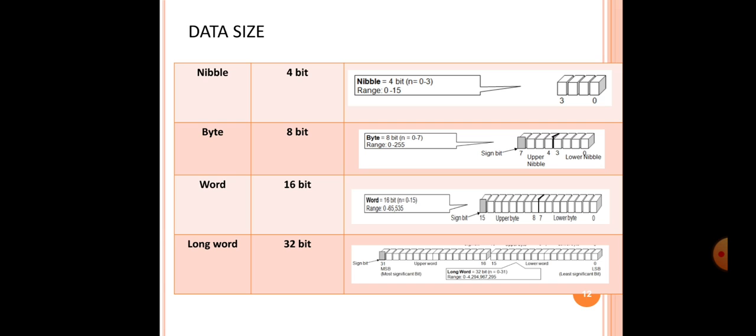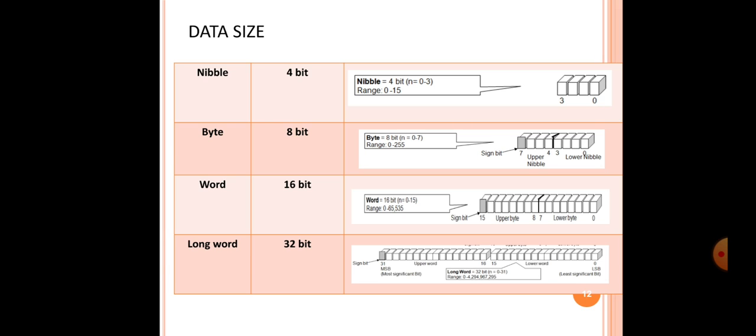When there are 4 bits, that is called a nibble. You can see in the diagram there is a range of 0 to 15. The 4 bits are numbered 0 to 3, and with 4 bits you can have 16 levels, from 0 up to 15. Next there is the byte. So what is a byte?